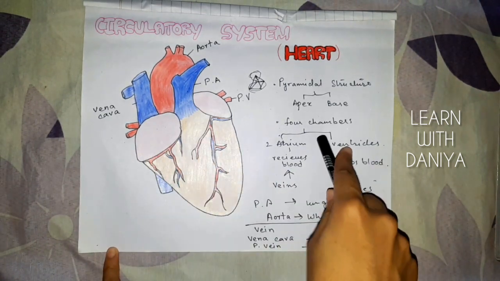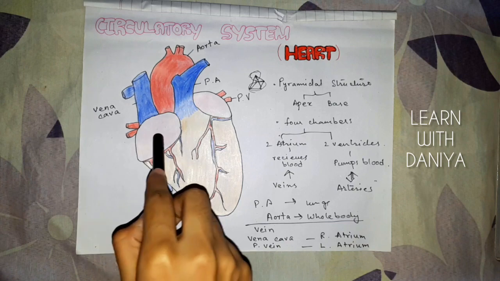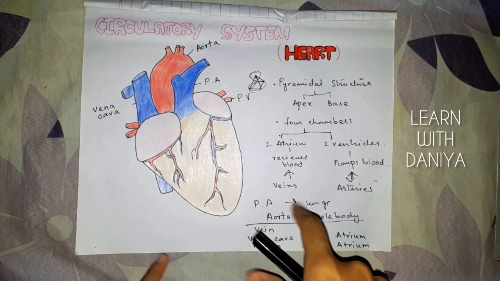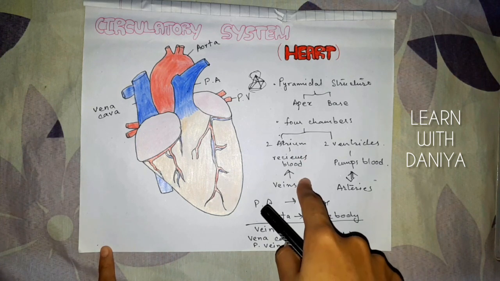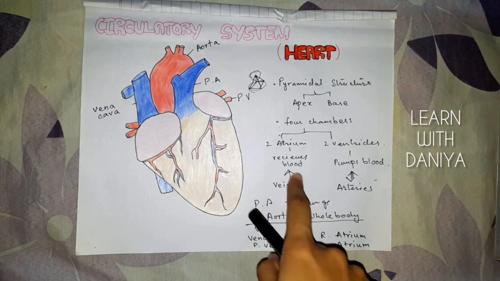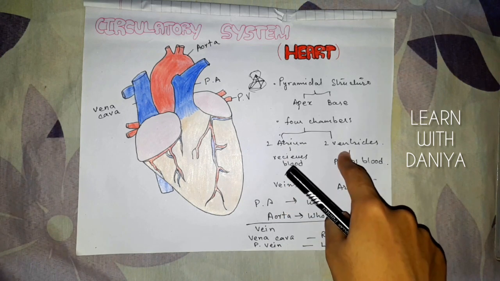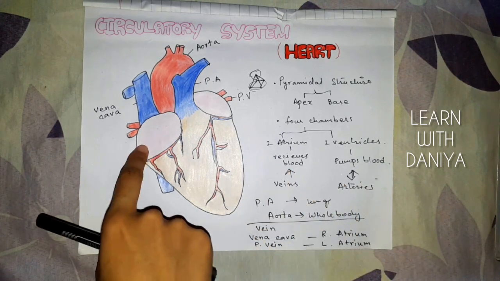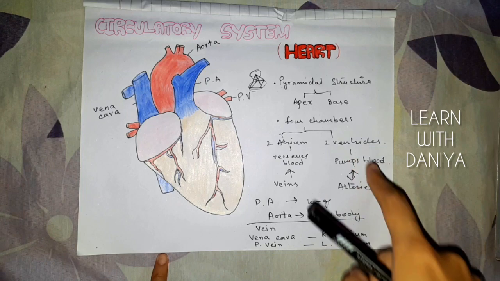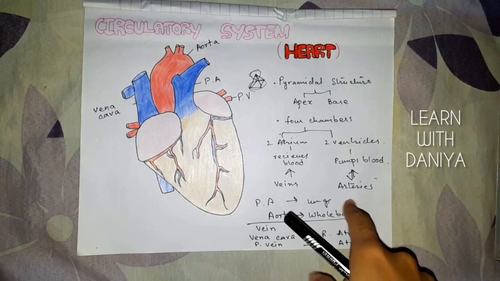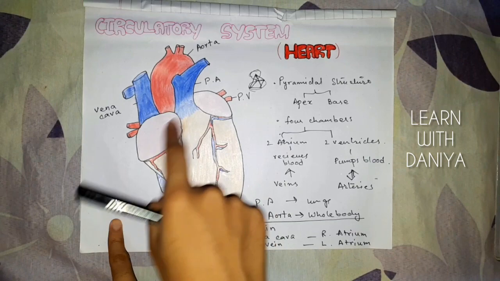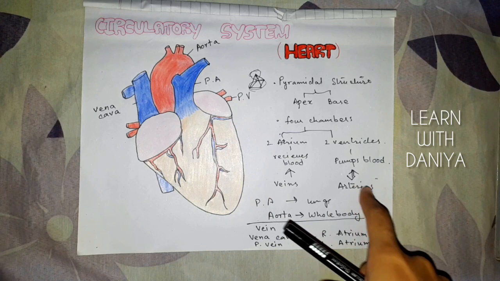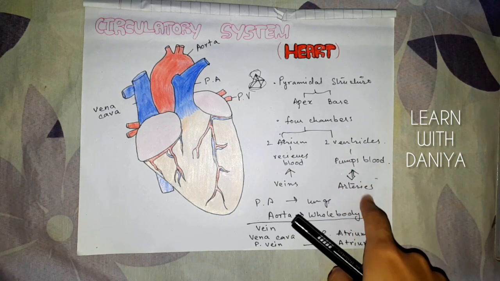The heart consists of four chambers, two atria and two ventricles. These two light pink ones are the atria, and this one is the ventricle. The atria are the chambers of the heart which receive blood from the whole body, and the ventricles are those chambers which pump blood. Our atria receive veins, ventricles give arteries. This means these atria receive blood from the whole body through veins, and ventricles pump blood through arteries.